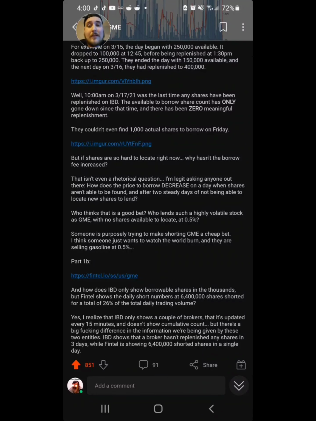Zero. That's crazy. They couldn't even find 1,000 actual shares to borrow on Friday. Like I said, it was only 700 or so. But if shares are so hard to locate right now, why hasn't the borrow fee increased? Very interesting. That isn't even a rhetorical question. I'm legit asking out there, because he doesn't know, and I agree. I mean, the fee should go up if there are no shares. The more popular a share is to short, the fee should be going up.